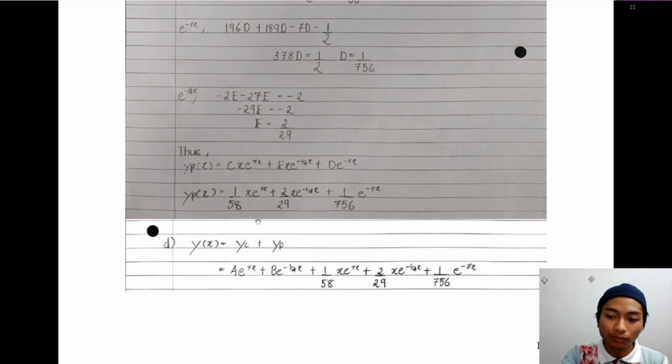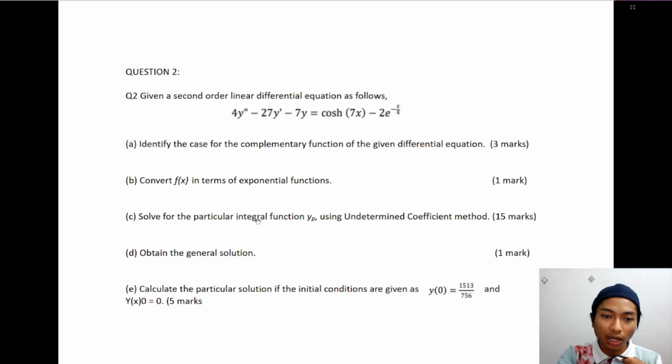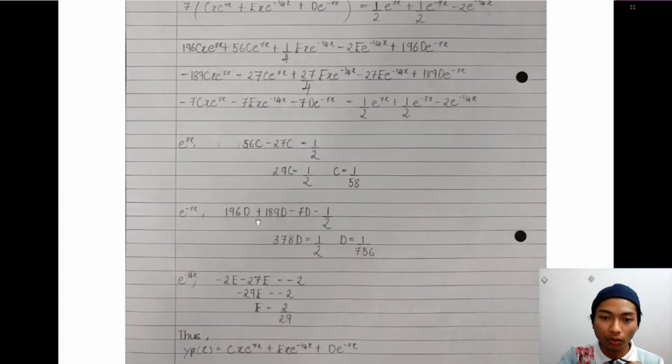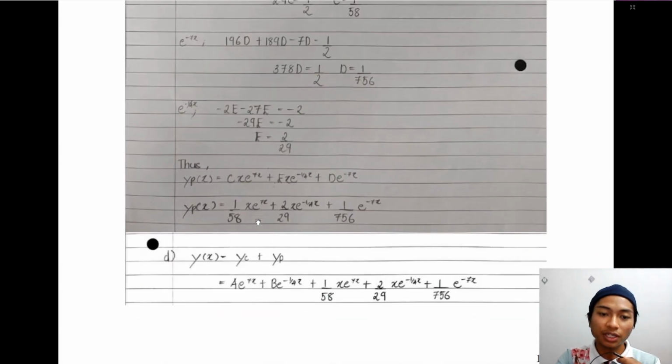For question D, obtain the general solution. So the general solution, y(x) equal to yc plus yp. We just combine the yc, which is a e^(7x) plus b e^(-1/4 x), plus the yp, 1 over 58 x e^(7x) plus 2 over 29 x e^(-1/4 x) plus 1 over 756 e^(-7x).